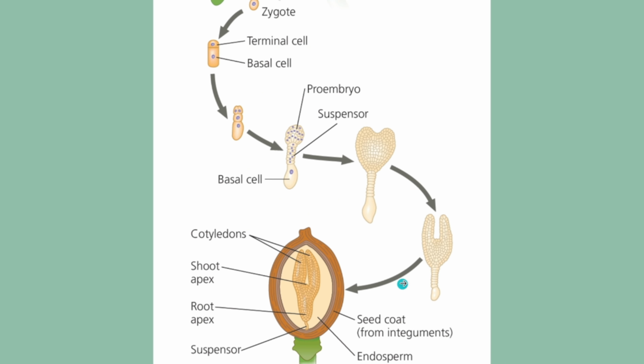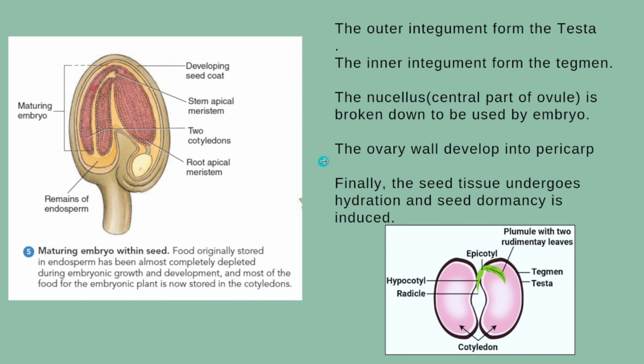So it's like that. So finally, it will form the cotyledon. Cotyledon looks something like this. Okay. So this is the final stage, the mature embryo. So you see here, there are two cotyledons for the dicot, and then this is the stem apical meristem, and then this one is the root. Between the two cotyledons is the stem apical meristem, and then at the end of the suspensor cell is the root apical meristem.